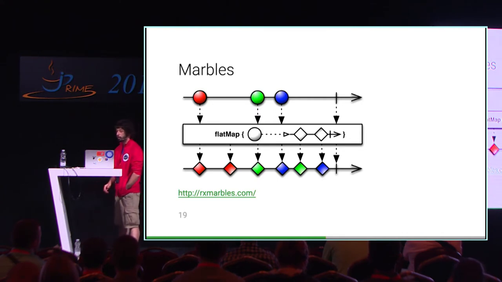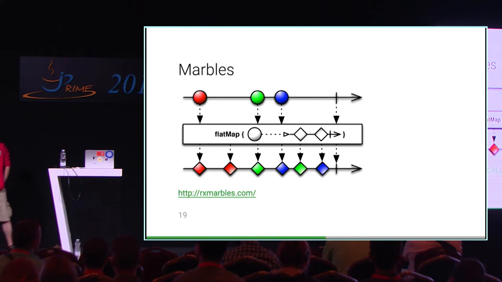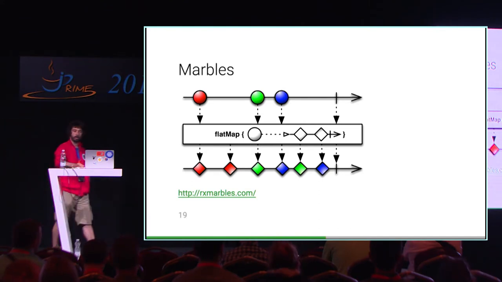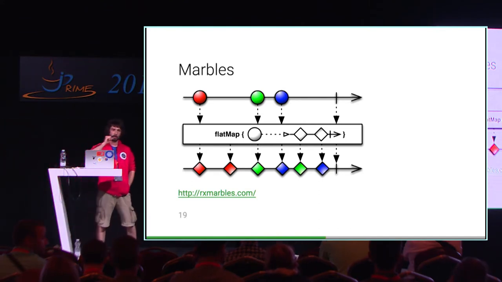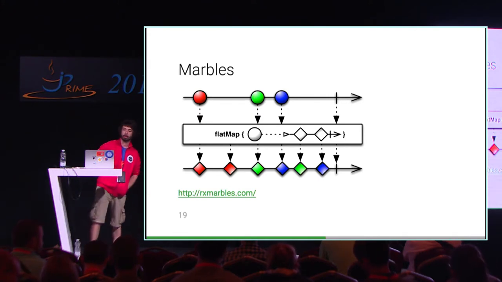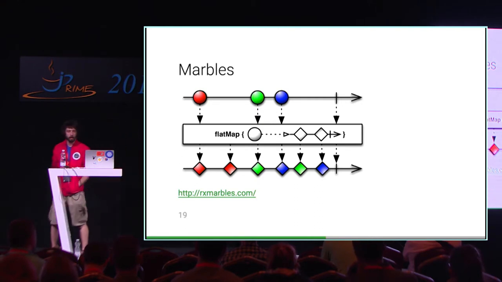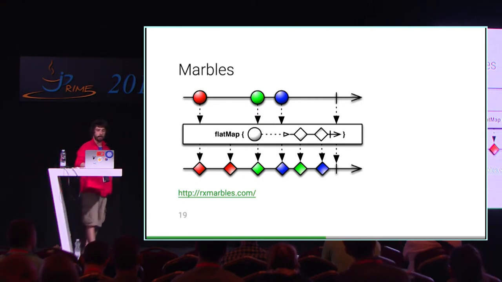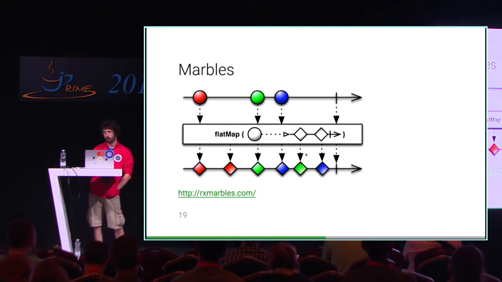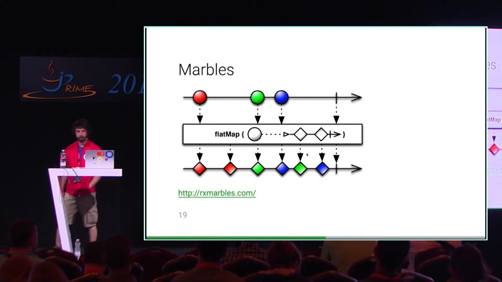How do we represent those flows? In RxJava, it started from RxJava, in fact, and it's used in Reactor, so we represent it with marbles. The marbles are essentially the messages you receive. This square here is the operator. So in that case, it's a flatMap.